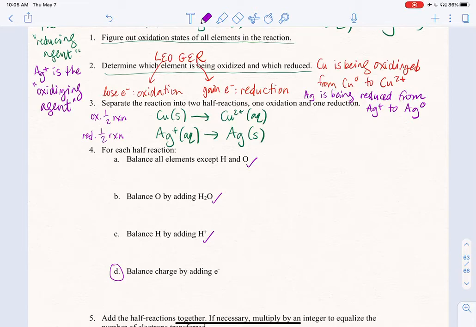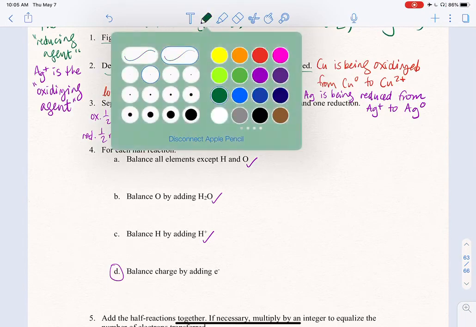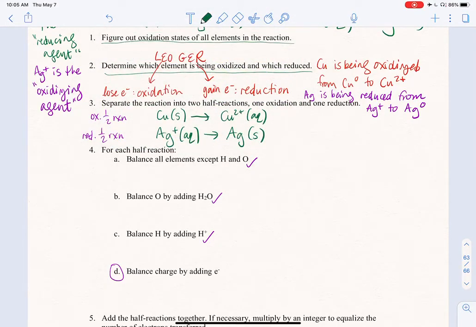Because if you look at the half reactions, they are imbalanced in charge. The charge of the reactants is 0 here, and the charge of the products is 2+. The charge of the reactants is +1 here, and the charge of the products is 0. The only tool that you are allowed to use to balance charge in this last step is electrons. So you have a negative thing that you need to balance the charge with. So let's deploy that for balancing the half reactions up here.